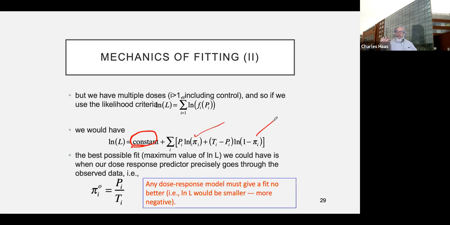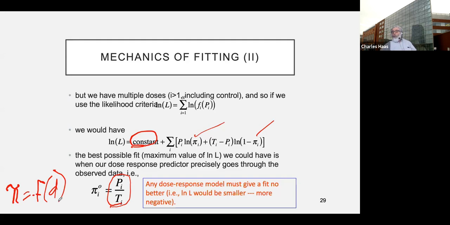Now, the best possible estimate we could get is when our estimated proportion of positives are equal to the observed proportion of positives. If I have a dose response model that predicts pi is a function of dose, my likelihood can be no better than the perfect fit.